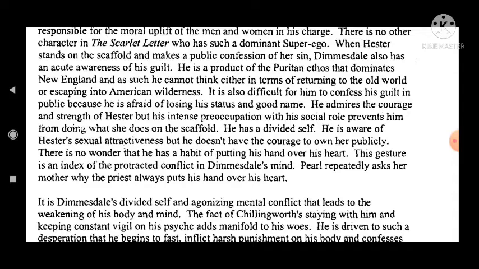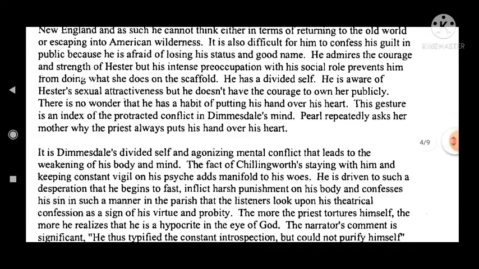He has a divided self. He is aware of Hester's sexual attractiveness, but he does not have the courage to own her publicly. There is no wonder that he has a habit of putting his hand over his heart. This gesture is an index of the protracted conflict in Dimmesdale's mind.